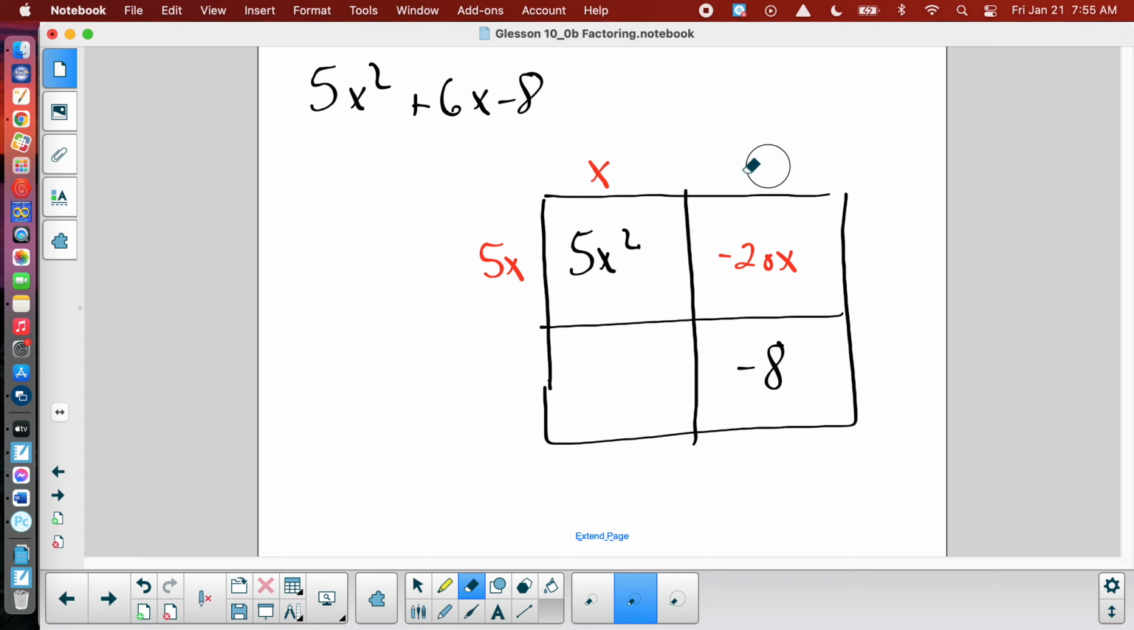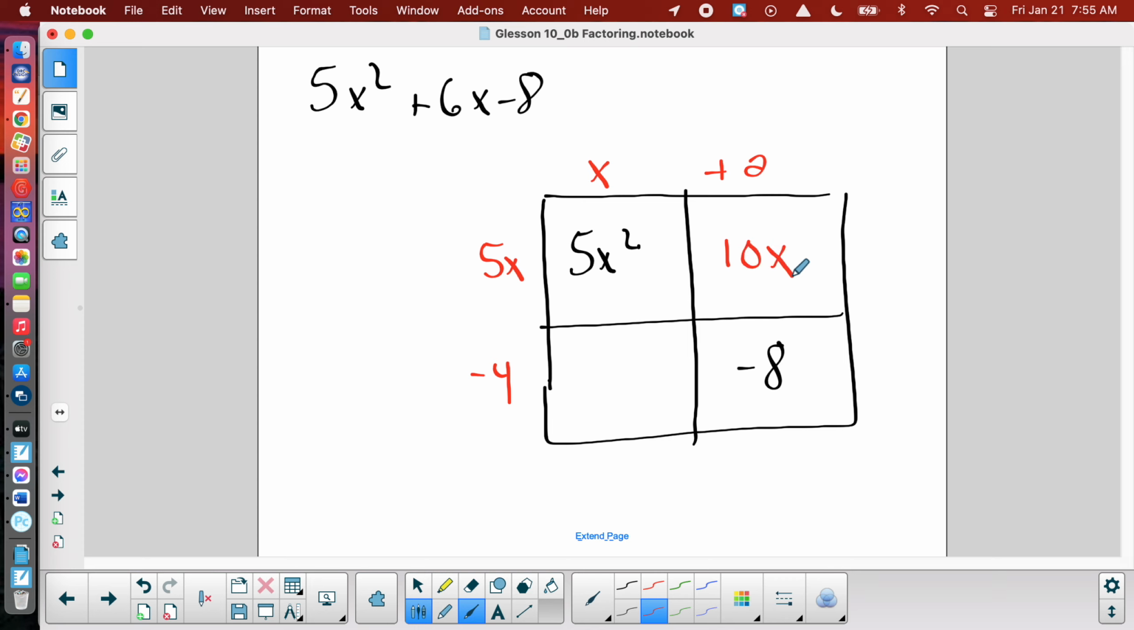What if I switched them? What if I did the negative 4 here and the positive 2 here? 5 times 2 is a 10x. X and negative 4x. Aha! There it is. We got it. It's x plus 2 times 5x minus 4. Two guesses. That's not so bad.